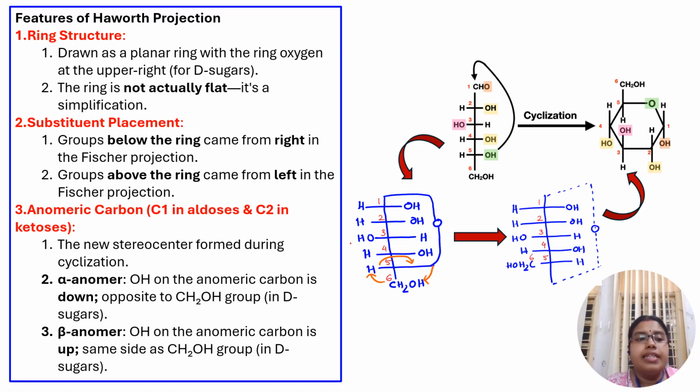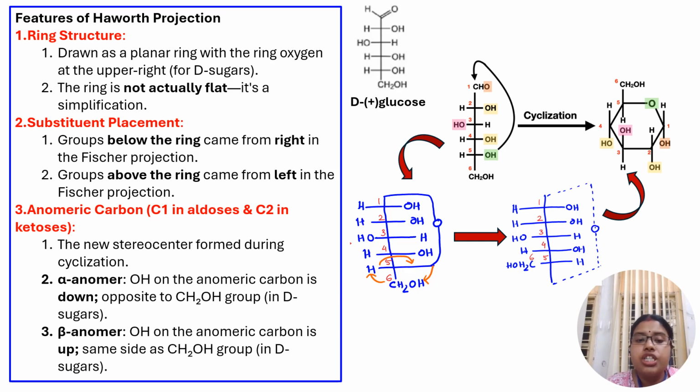Next, the features of the Haworth projection. At first, it will form a ring structure. It is a planar ring with the ring oxygen at the upper right. The ring is not actually flat. It is a simplification rule.